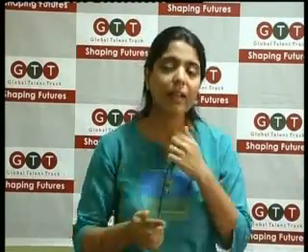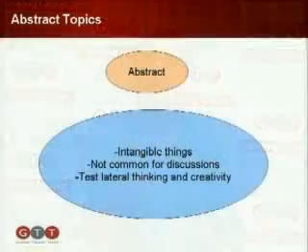So when you get a topic for a group discussion, put it into the category quickly. Is it a case study? Is it a factual topic? Is it controversial? Is it an abstract topic? And start thinking of what you need. For factual topics, you need facts. You need to remember what you've read recently. So you see, your thought process is streamlined for you. Saying this, let's move on to the next type, abstract topics.